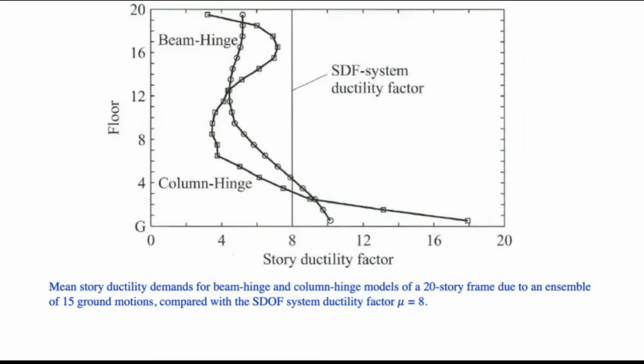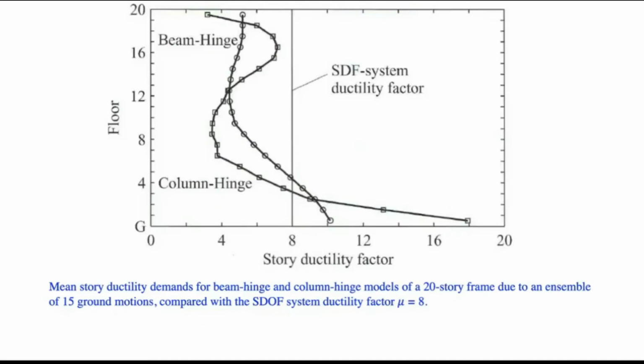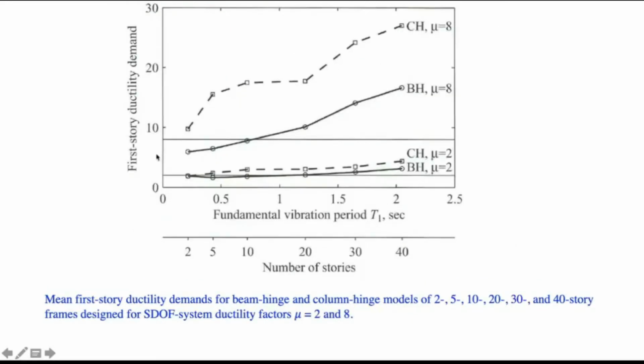There has been a work, the same work, but now it is showing only the ductility demand on the first story. This is the first story, and this is the second story. For the first story, ductility demand was obtained for a number of cases of buildings with 2, 5, 10, 20, 30, and 40 stories. So there are 6 cases of buildings, and you can see that their vibration period changes from about 0.2, 0.25 to 0.5, 1.5, and up to 2 plus.